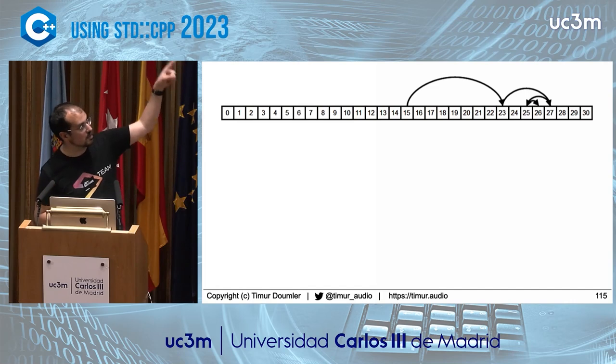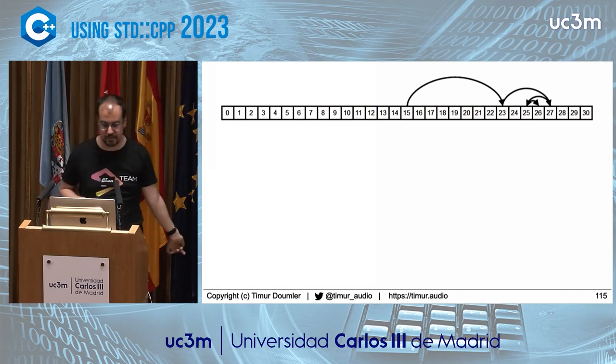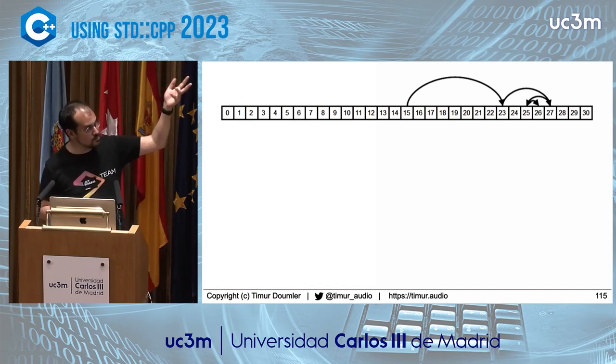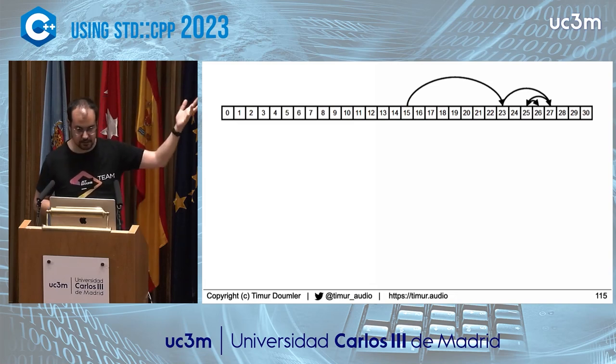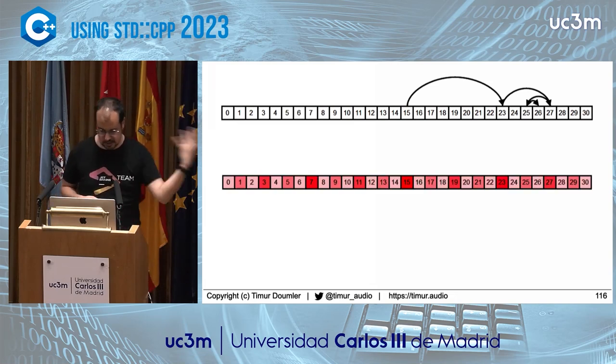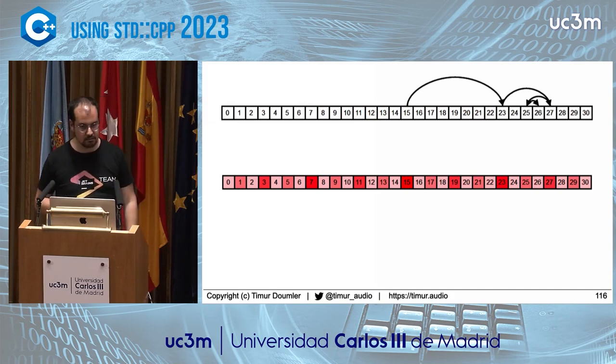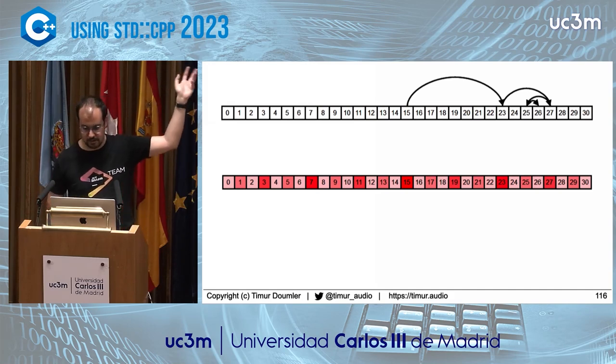You hop in the middle and then zone in on the element that you're looking for. If you draw a heat map of what elements are being hit how often in a binary search, this is what it looks like. It's not very cache friendly, right? You're bouncing around a lot.